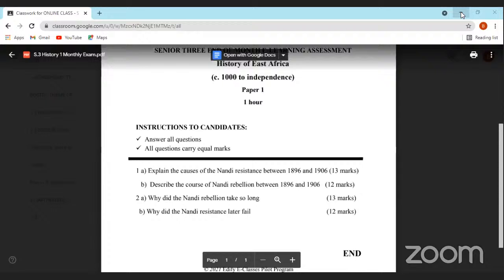Okay, I've been trying to look for the work we are supposed to go through here.